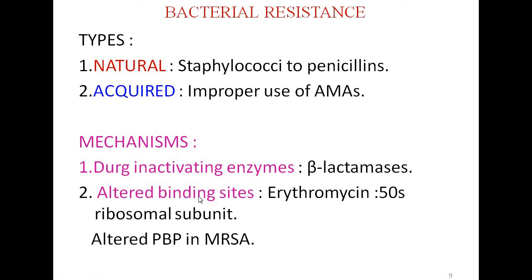Another example of altered binding site is methicillin resistant Staphylococcus aureus. What has happened is penicillin needs to bind to a protein called penicillin binding protein. In MRSA, the structure of the penicillin binding protein is changed, so penicillin is no longer able to bind to it and therefore is ineffective against MRSA.